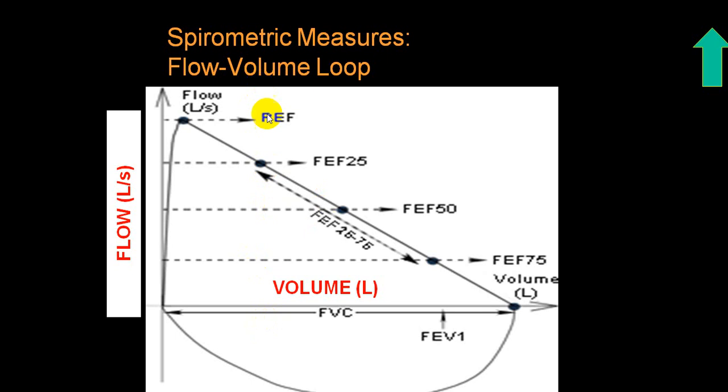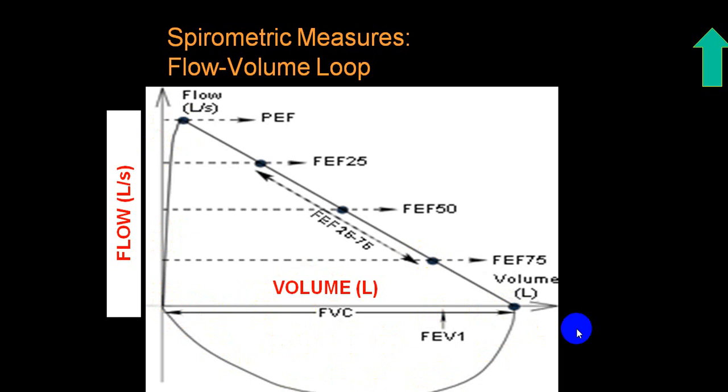This is called the flow volume loop. This is flow, and this gives you an idea regarding what we call FEF 25 to 75, and that is more than 60%. And this is a volume loop chart. This is volume, and this is flow. And this is a loop chart.